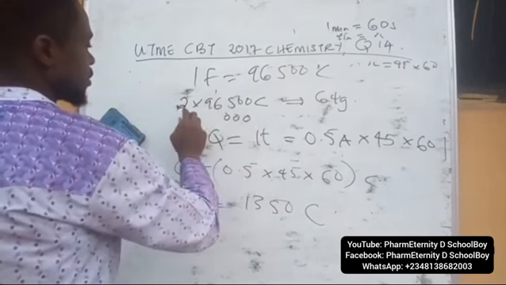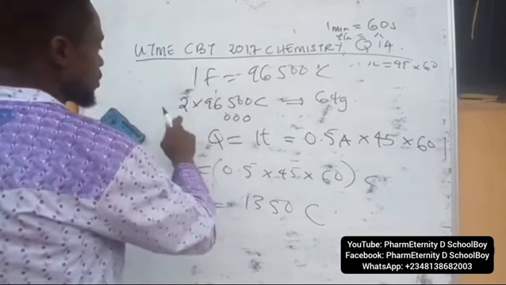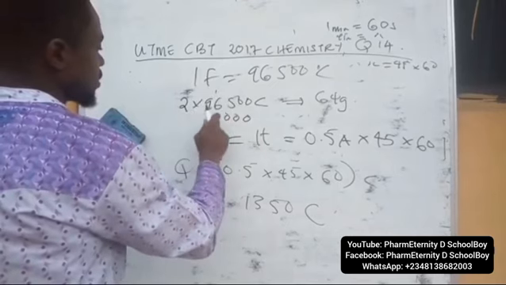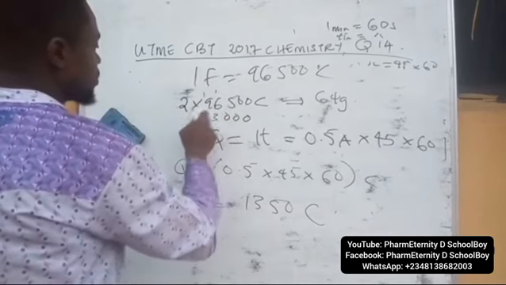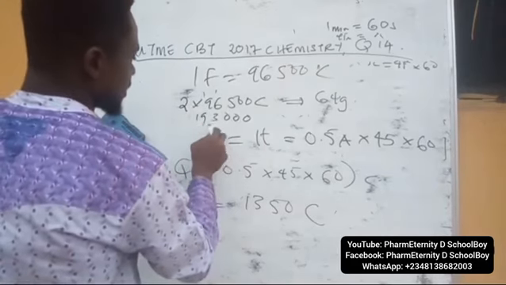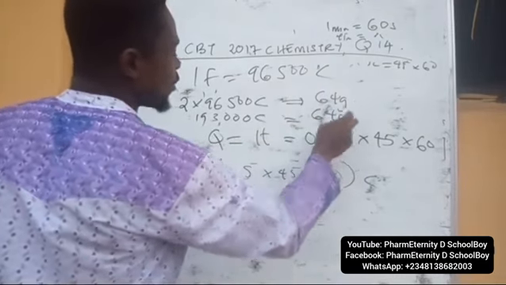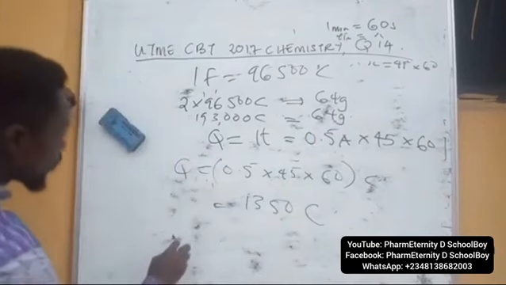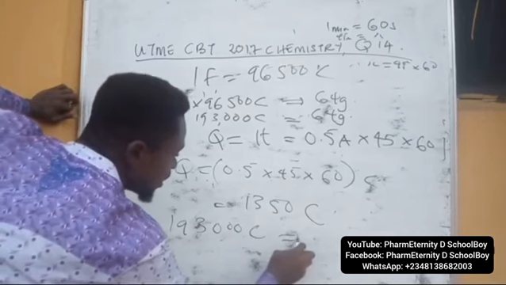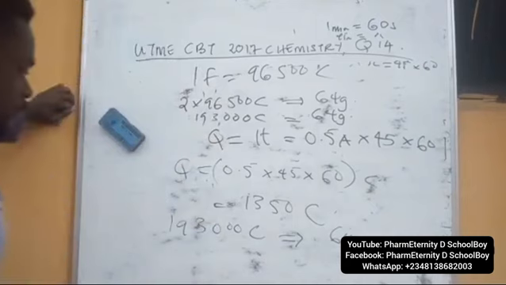This 2 times this is 193,000 coulomb. So 193,000 coulomb will give us what? 64 gram of what? Copper. So if 193,000 coulomb of electricity deposited what? 64 what? Gram of what? Copper.